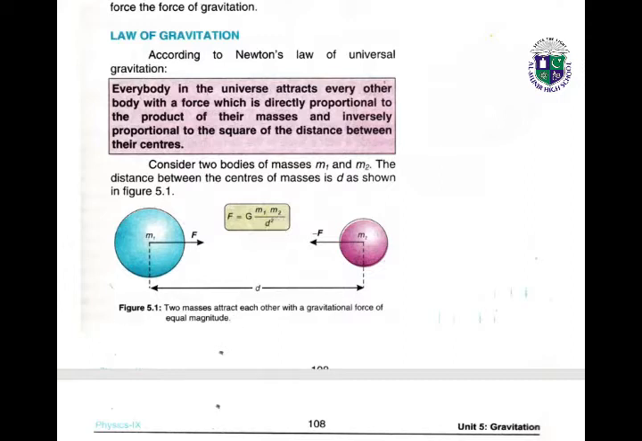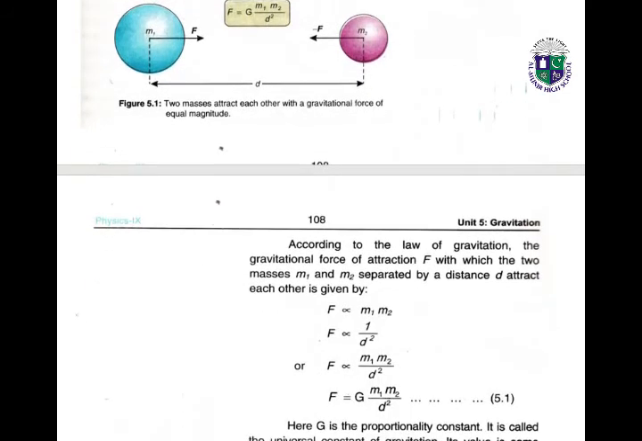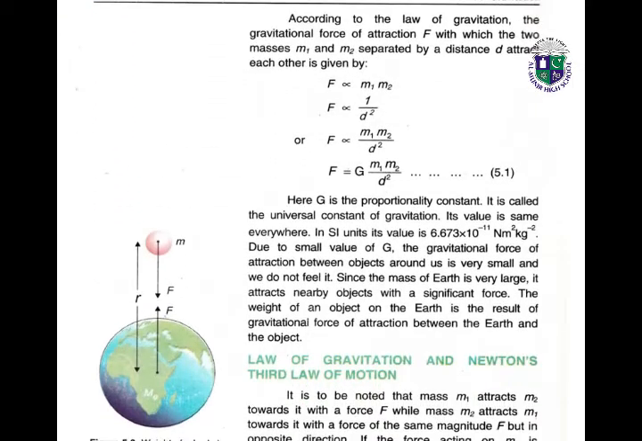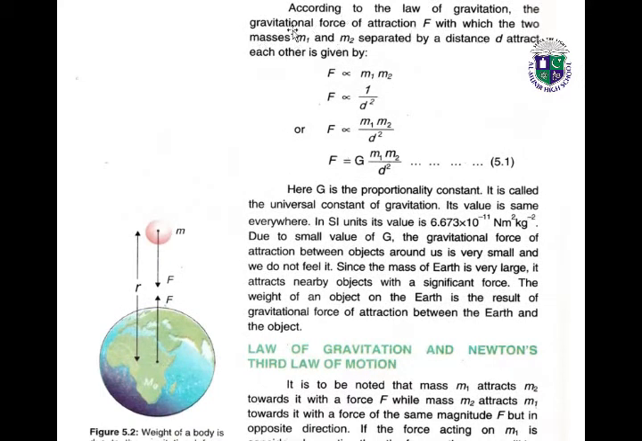Figure 5.1 shows two masses attracting each other with gravitational force. According to this law of gravitation, the gravitational force of attraction F, with which the two masses m1 and m2 separated by a distance d attract each other, is directly proportional to m1 m2 and inversely proportional to the square of the distance between them. So we can say that F is proportional to m1 m2 over d squared, where G is the proportionality constant, also called the universal constant of gravitation.